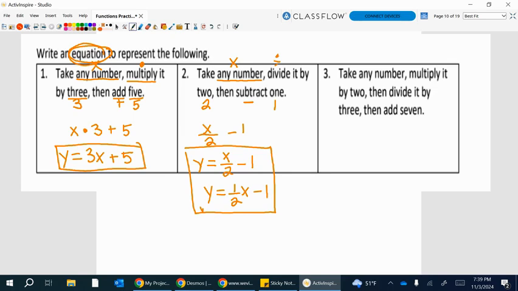Okay, and finally we have take any number, multiply it by 2, then divide it by 3, then add 7. So that's x multiplied by 2 divided by 3 plus 7. Final answer, we need an equation, so that's y equals, we put our number before our variable, so that's 2/3 x plus 7. All right.